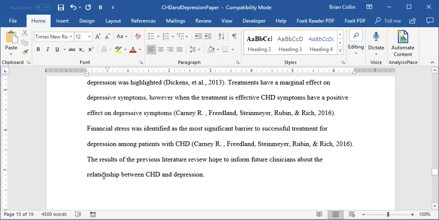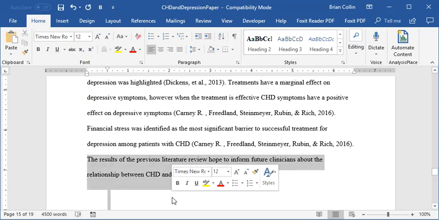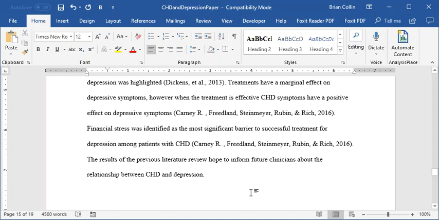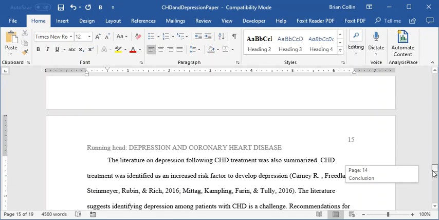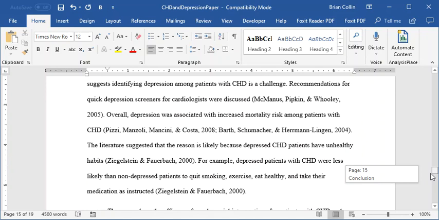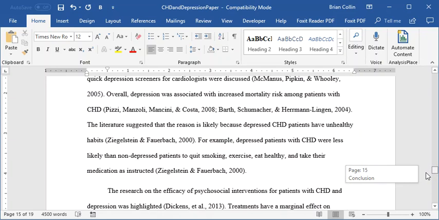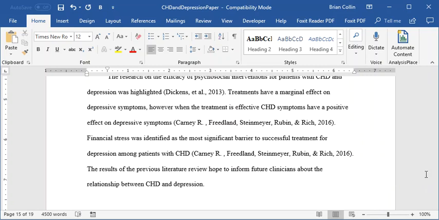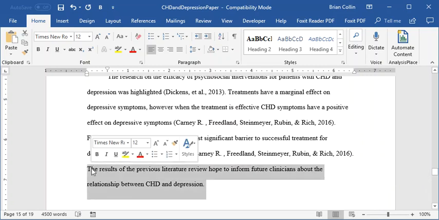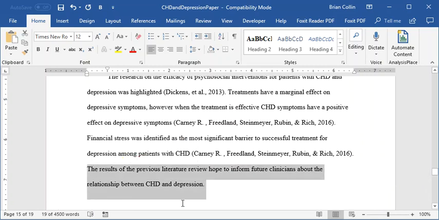And then at the end, I basically say the results of this literature review hope to inform future clinicians about the relationship between heart disease and depression. So, like I said, I've basically outlined the three aims, tied them all together, and talked about everything in my paper, but briefly, in one sentence each. And then at the end, I tie it together with just a final concluding statement here.